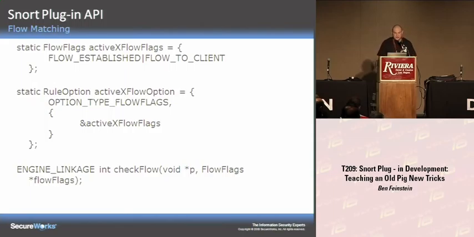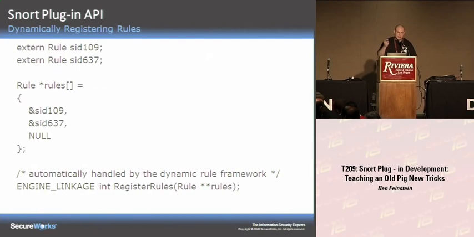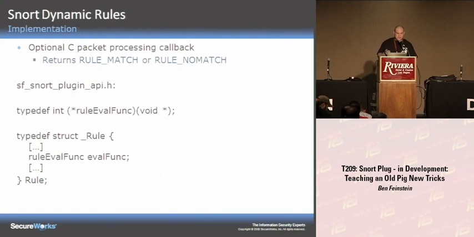Establish to client, to server, wrap it in an object. You've got a function call to check if the flow is matched. So here's how you create this rule structure for a dynamic rule file. You have two other C files that are going to find this rule struct. You have a null terminated array of pointers to rules, and then basically the engine itself is going to call register rules on that array, which will then internally fix up the pointers, all that stuff, and add it to the engine.